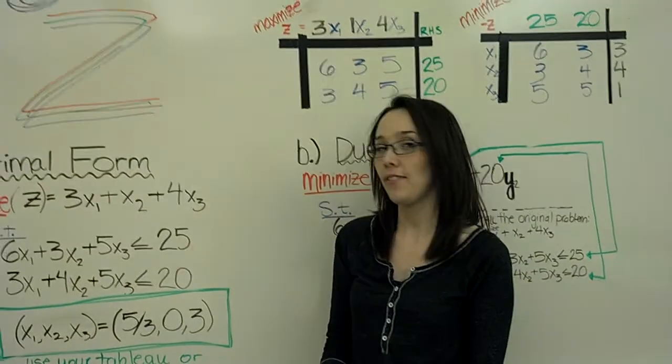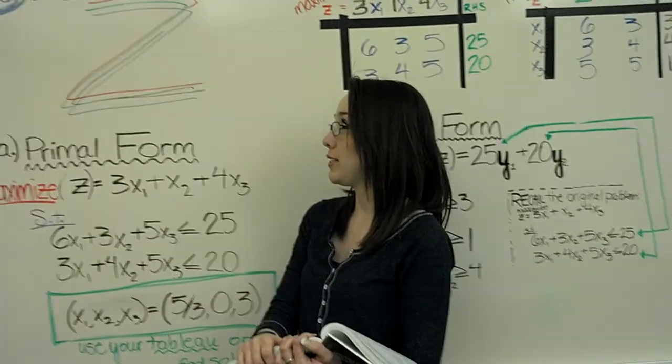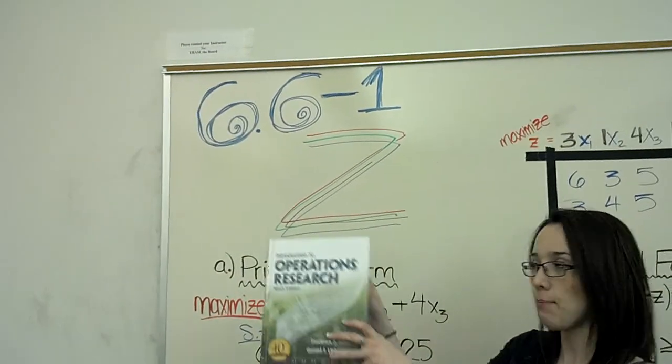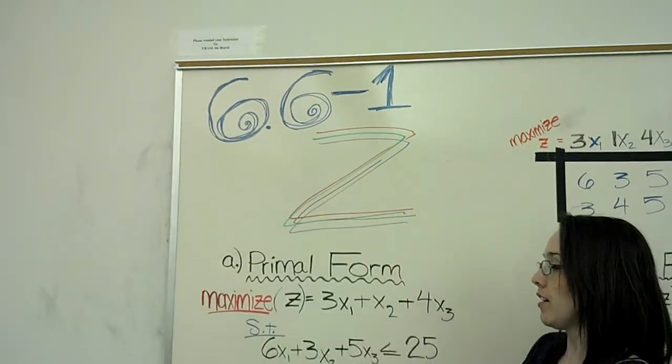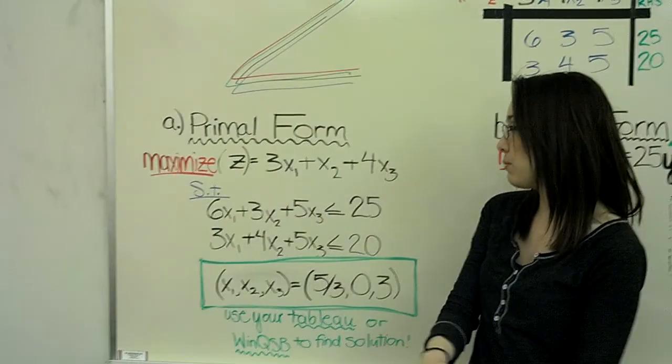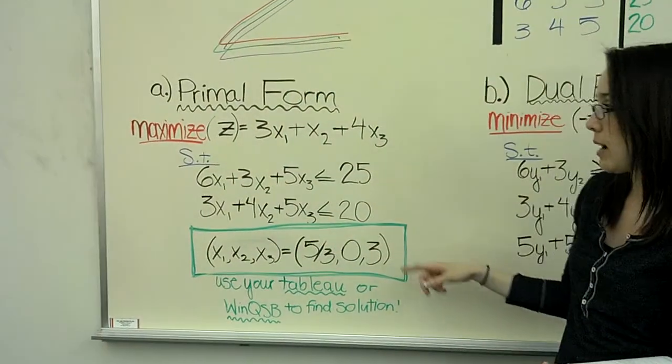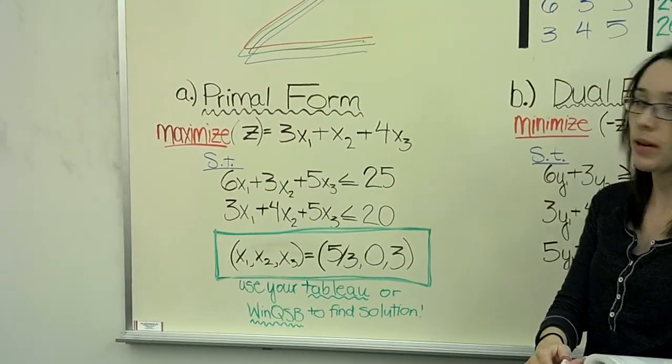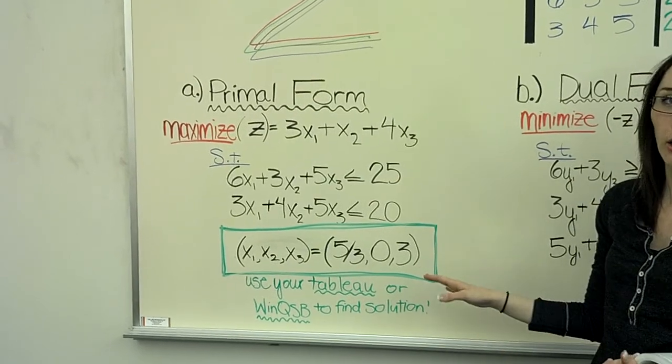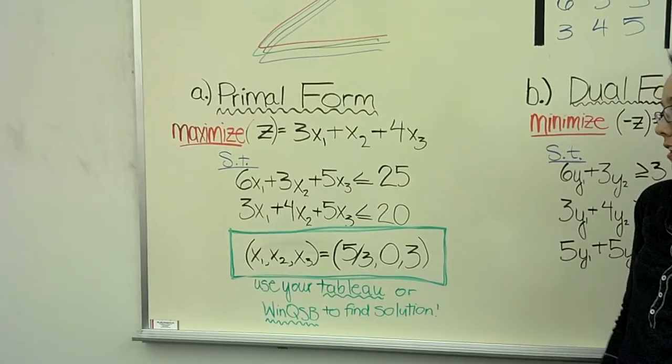Hi, we are team number 7, and we're going to go through problem number 6.6-1 in your operations research textbook. The problem is a maximize Z problem that can be solved using a Tableau or WinQSB. Because you have basic linear programming knowledge, we're not going to take you through all those steps because we want to get to the more exciting stuff.